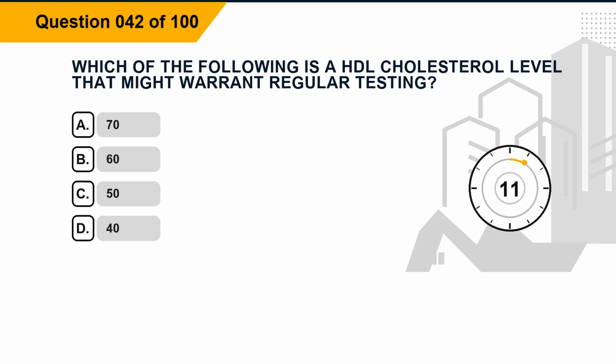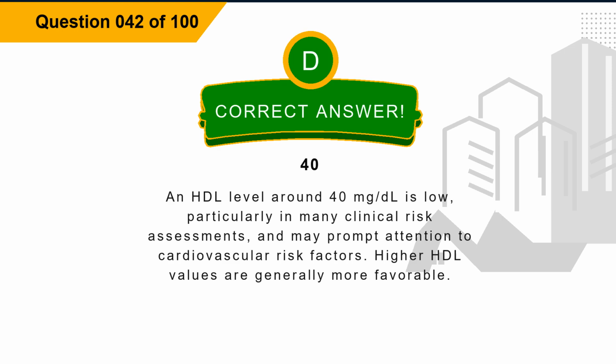Question 42. Which of the following is a HDL cholesterol level that might warrant regular testing? Option A, 70. Option B, 60. Option C, 50. Option D, 40. The correct answer is option D, 40. Explanation. An HDL level around 40 mg/dl is low, particularly in many clinical risk assessments, and may prompt attention to cardiovascular risk factors. Higher HDL values are generally more favorable.